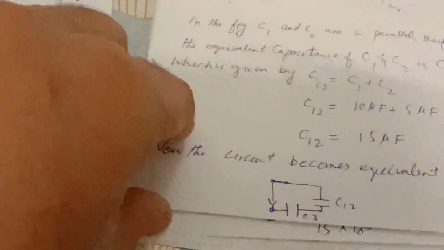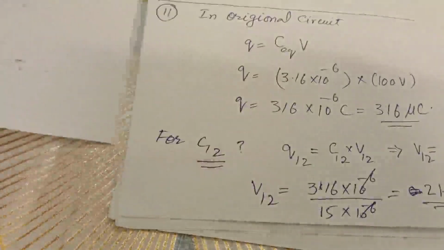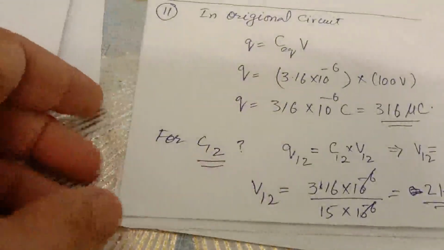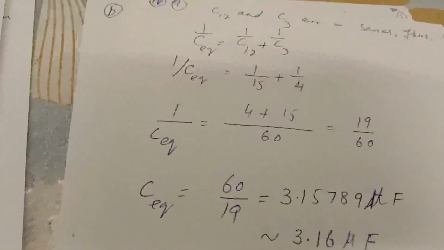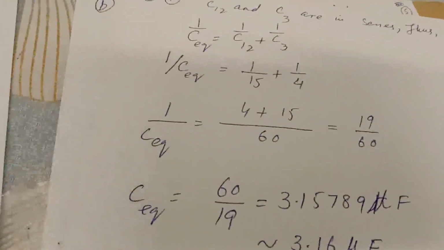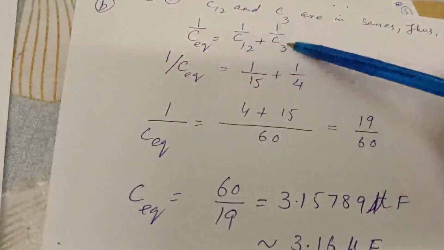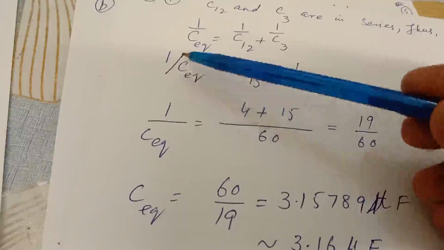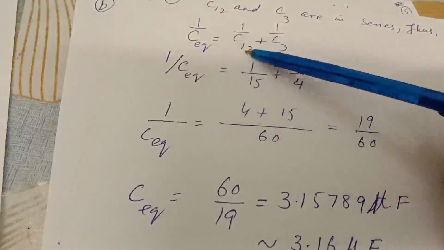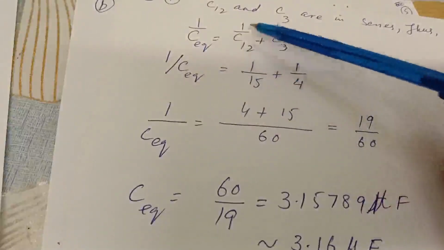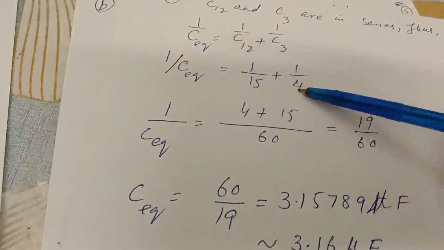Okay, so C12 and C3 are in series, so we will use the formula for the equivalent capacitance of series capacitors. So the total equivalent capacitance of the circuit is 1 over Ceq is equal to 1 over C12 plus 1 over C3. We just found C12 as 15, so we put it as 1 over 15 plus 1 over 4.